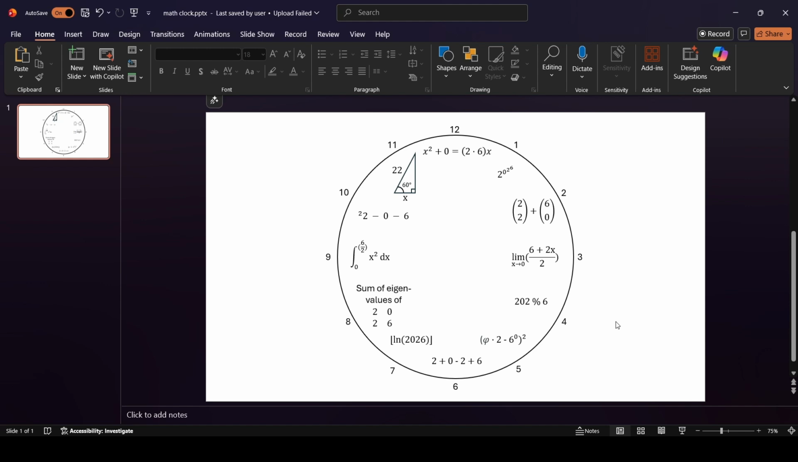So I hope you enjoyed those explanations of the math clock. I hope you enjoyed just seeing the math clock itself and all of the different ways to represent each of the numbers. It was a lot of fun to make it, and I'm looking forward to seeing what everybody else is able to come up with over the course of this little math clock event.